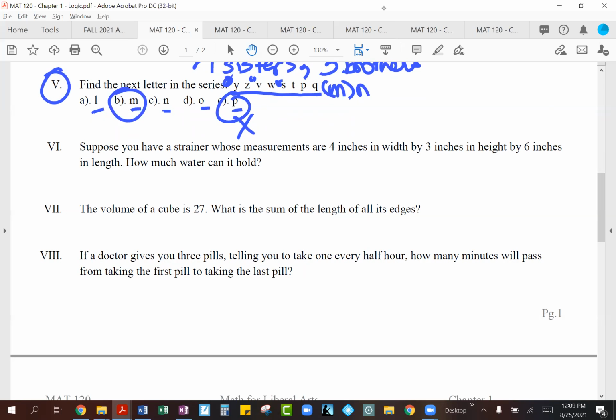Oh, this is a very good question also. So this one is saying, suppose you have a strainer whose measurements are 4 inches in width, 3 inches in height, 6 inches in length. So how much water will it hold?